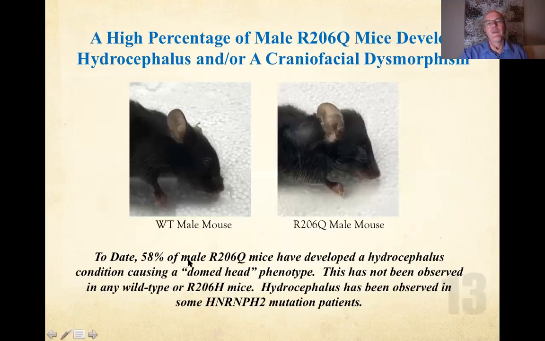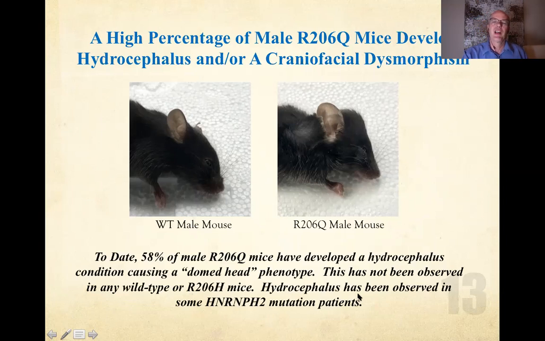Interestingly, in roughly a little over half of the male R206Q mice that we've examined to date, but none of the R206H mice, we do see an abnormality in the craniofacial structure. They have a domed head, and that's very clearly seen here relative to a wild type littermate mouse that has the regular profile of the sloped head. And you can see the dome shape in the cranium of the R206Q male mouse. Necropsy examination of this mouse and others has revealed that it's due to a hydrocephalus that's present.